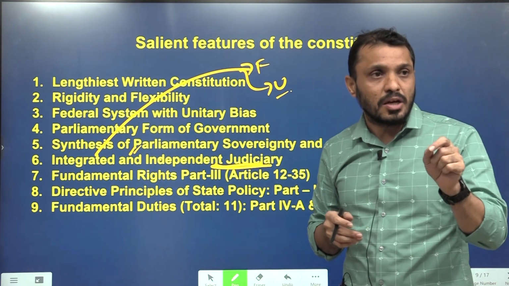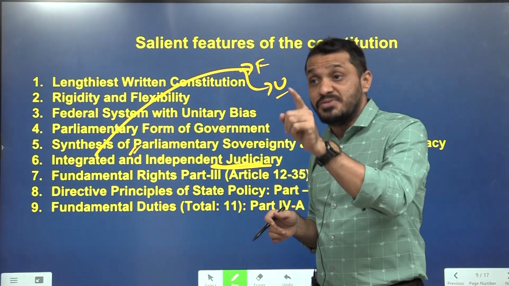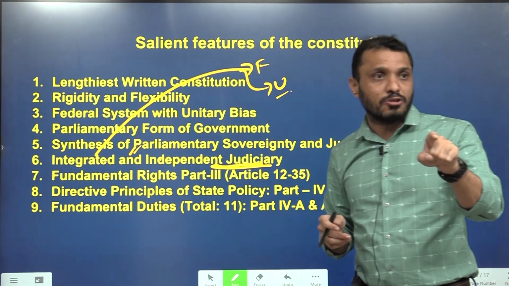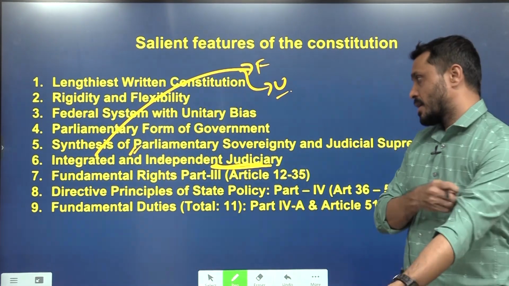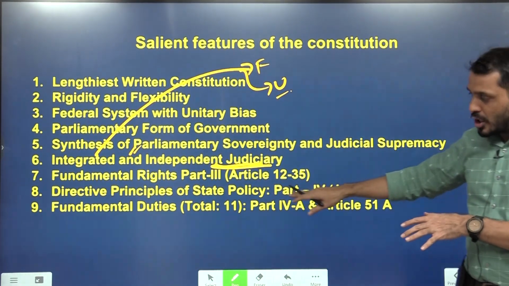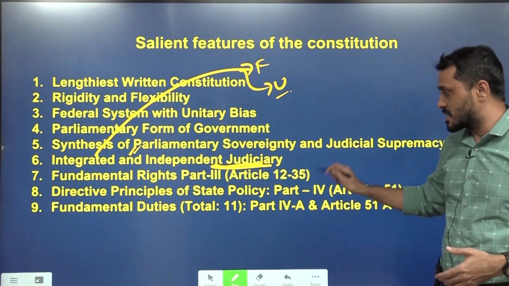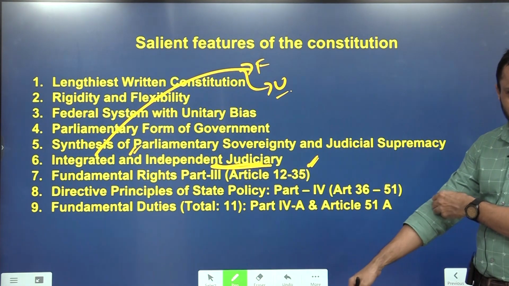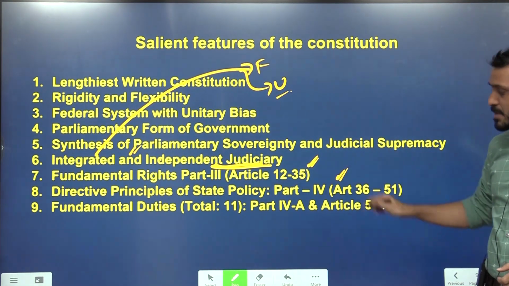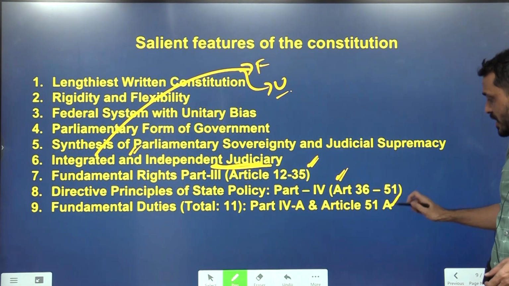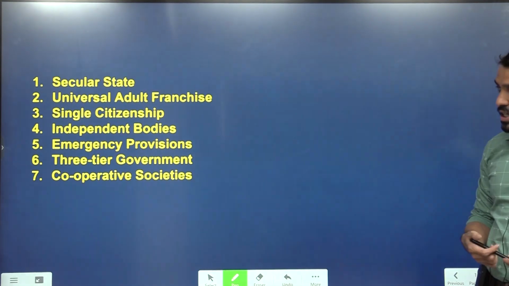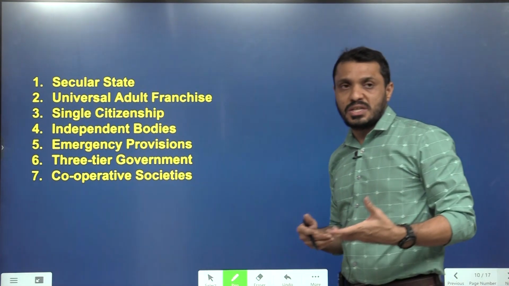So, you must be very thorough. Which feature of the Indian Constitution is federal in nature? Which feature is unitary in nature? Next, obviously, I am not explaining these much because these are separate topics we are going to discuss. Fundamental rights are one of the features of the Indian Constitution. Then DPSP is one of the features, and fundamental duties are also one of the features of the Indian Constitution.